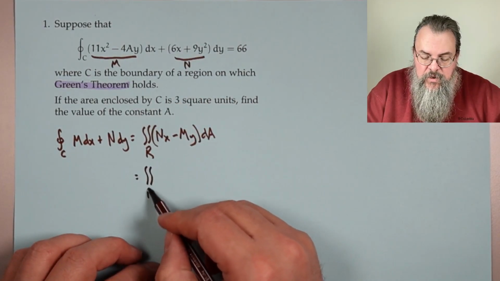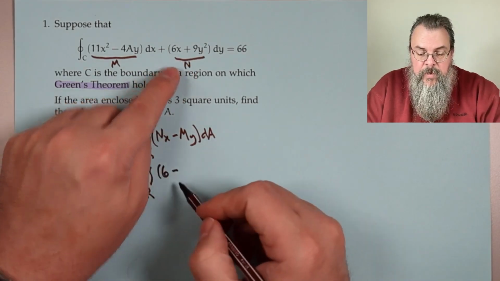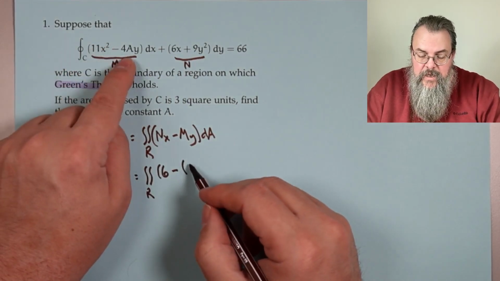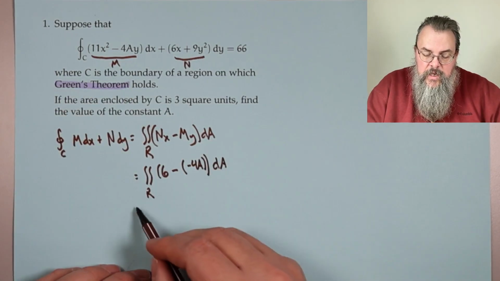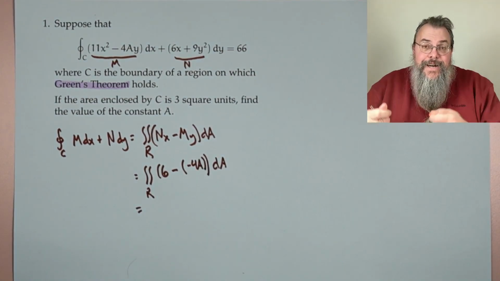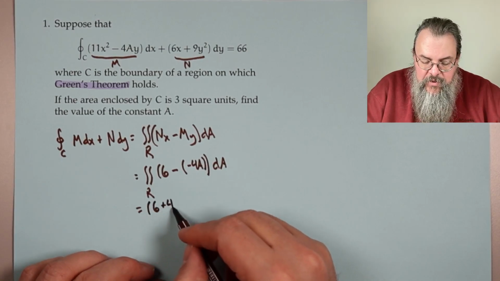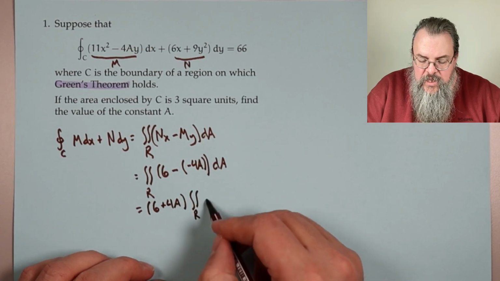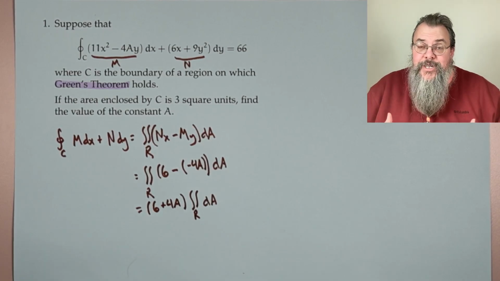This is equal to the integral over our region of N sub x, which is 6. M sub y is, see, that goes away, negative 4a. All right. Well, that's really 6 plus 4a. Now notice that's a constant because a is a number. Constants can be pulled out. So this is 6 plus 4a times the integral over our region dA. Well, what happens if you add up the integral of your region dA?